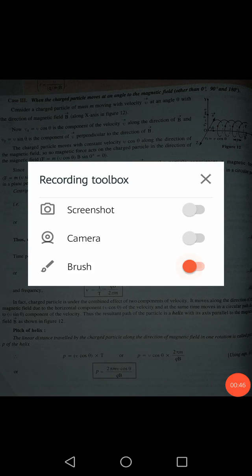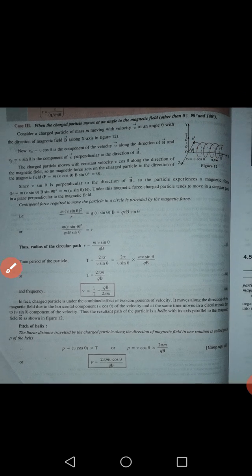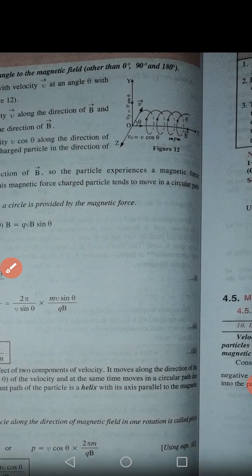Now in this third case, the particle is moving in the magnetic field making an angle which is more than 0 degree but less than 90 degree. That means, suppose this is the direction of velocity of the particle, this is the magnetic field direction, so this angle is theta, where theta is any value between 0 and 90. So what will be the shape of the path of the particle? For that, let us focus on this figure.